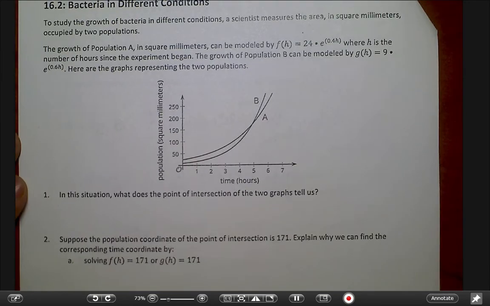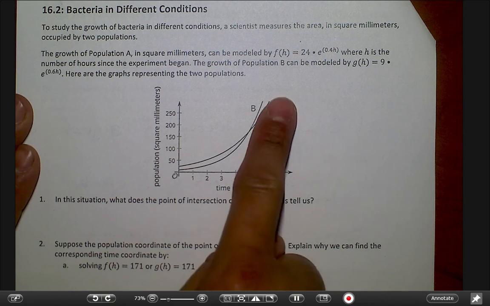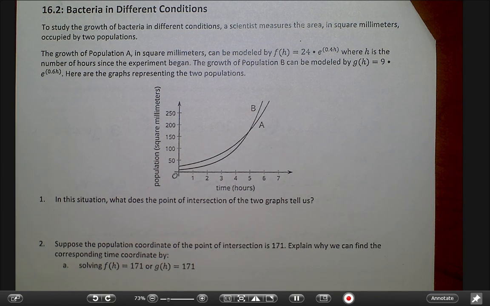Let's take a look here. It says bacteria in different conditions. To study the growth of bacteria in different conditions, scientists measure the area in square millimeters occupied by two populations. The growth of population A in square millimeters can be modeled by f of h, there it is, where h is the number of hours since the experiment began. The growth of population B can be modeled by g of h, and there's your function. Here are the graphs representing the two populations. All right, we got the two populations.